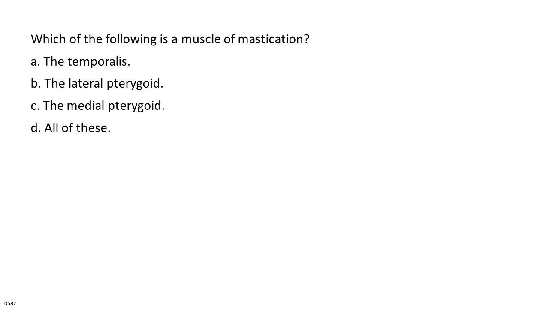Which of the following is a muscle of mastication? A. The temporalis. B. The lateral pterygoid. C. The medial pterygoid. D. All of these.